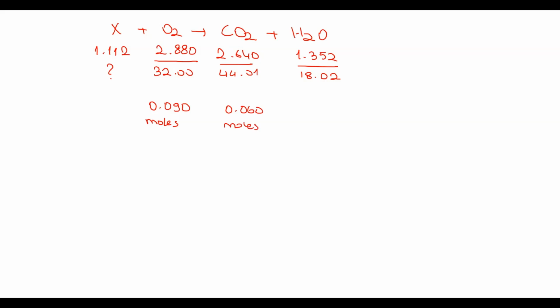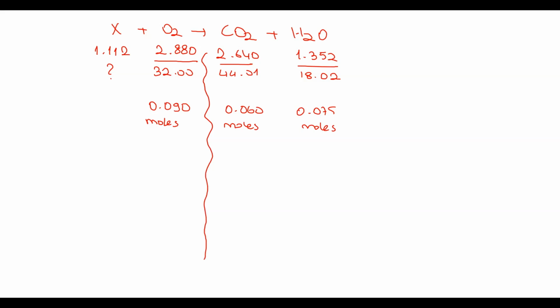And for water it is 0.075 moles. So when we find the number of moles of each species except X, we can calculate the number of moles of each atom in the product side. What do we mean by each atom? We have carbon atom, we have oxygen atom, and we have hydrogen atom.